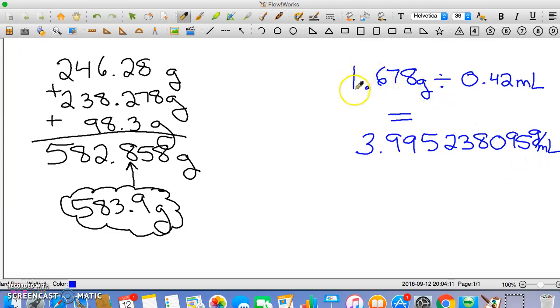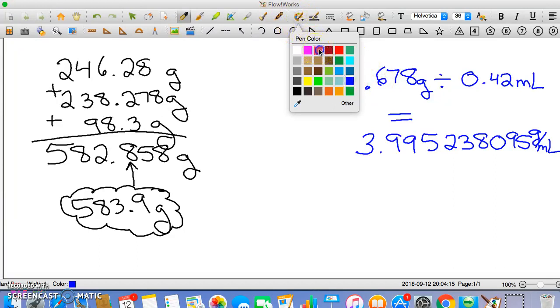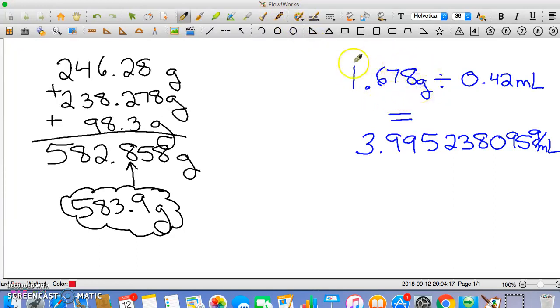Well, now for multiplying or dividing, that's where we look at the count of how many sig figs are in each of our measurements. So 1.678 has 4 significant figures. 0.42 has only 2 significant figures. So your answer can only have the least number of sig figs. So this is your worst measurement in a sense. So our answer down here has to be rounded to 2 sig figs.